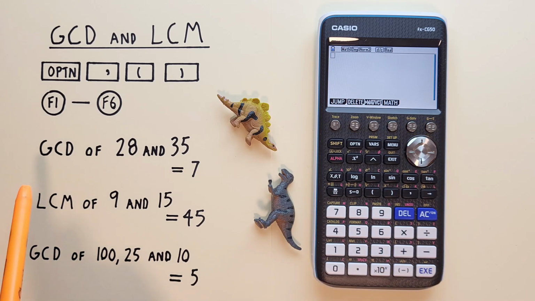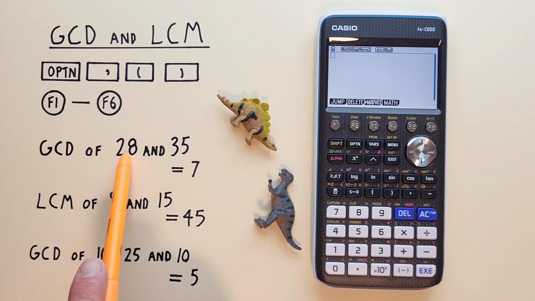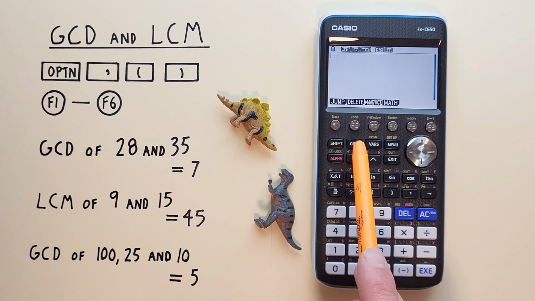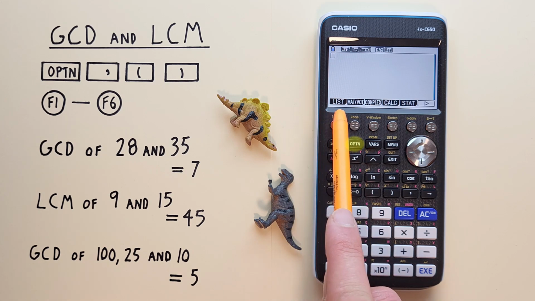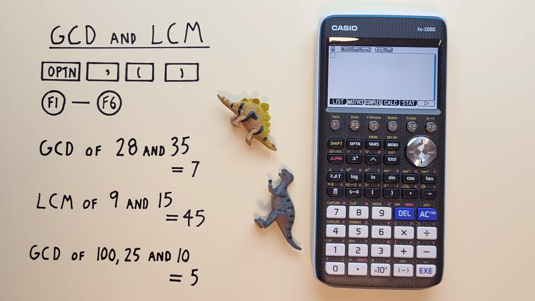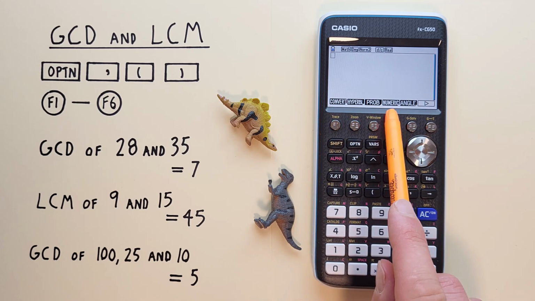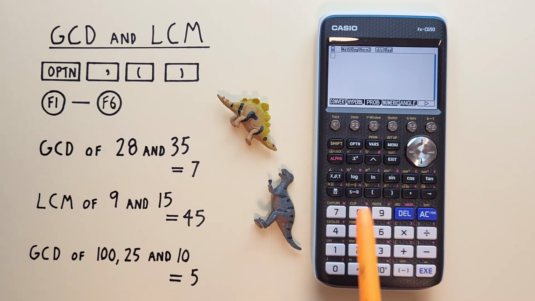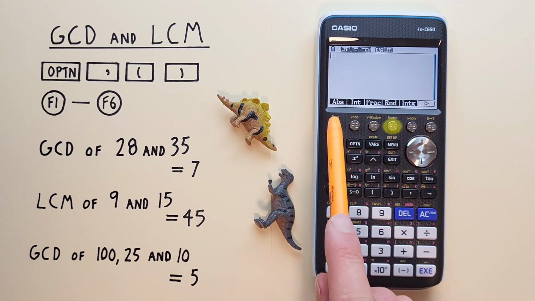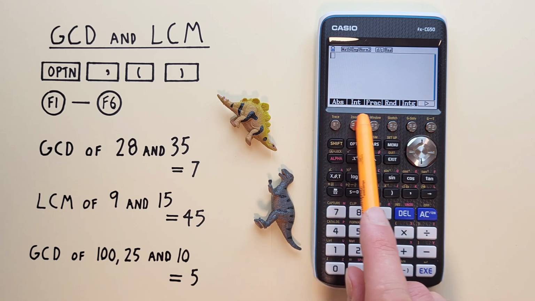Let's say we're given the GCD of 28 and 35 and want to solve it. To do this, first we have to navigate to the GCD function. To get there, first we hit the Option key so that we see this menu here. Then we hit F6 to go to the next menu where we see above F4 numeric. We select that so that we see this menu here now.